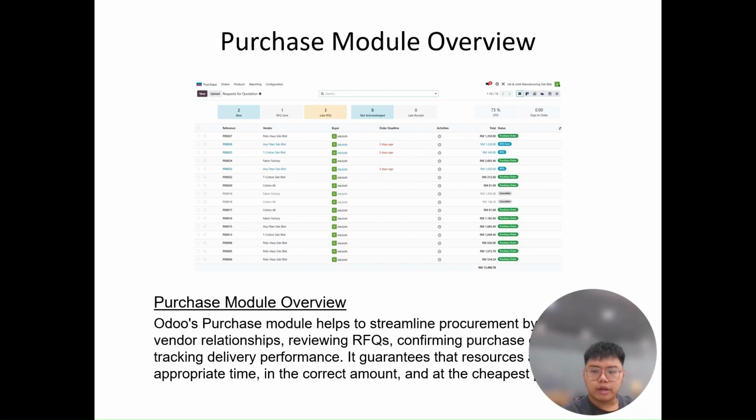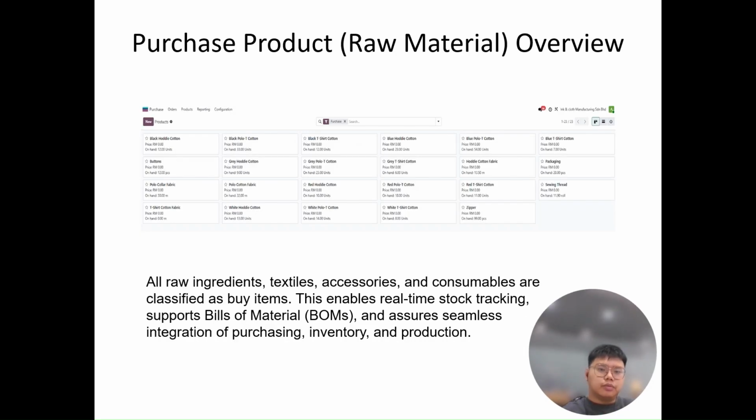The purchase overview helps to streamline procurement by managing vendor relationships, reviewing RFQs, confirming purchase orders and tracking delivery performance. It guarantees that resources are ordered at the appropriate time, in the correct amount and at the cheapest price. Next is the purchase product raw material overview. All raw ingredients, textile accessories, and consumables are classified as items. This enables real-time stock tracking, supports bills of material (BOMs), and assures seamless integration of purchasing, inventory and production.